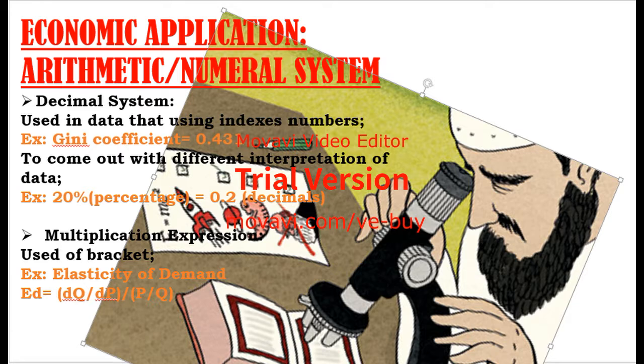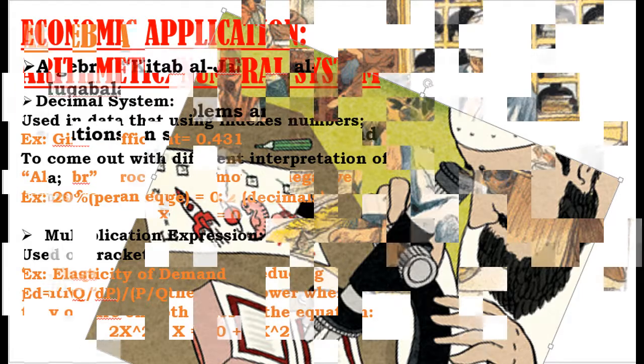And the decimal system is widely used in data that uses index numbers, and to come up with different interpretations of the data. The use of brackets in multiplication we can also see in the formula of elasticity of demand.